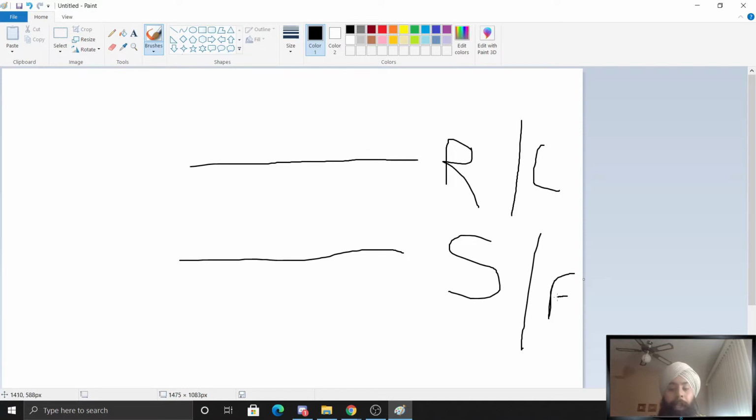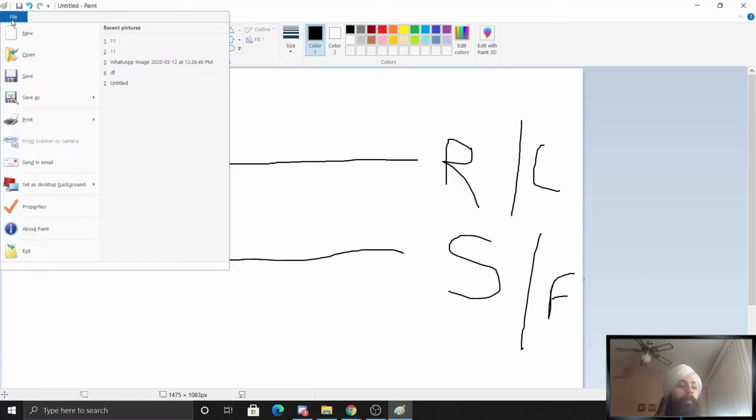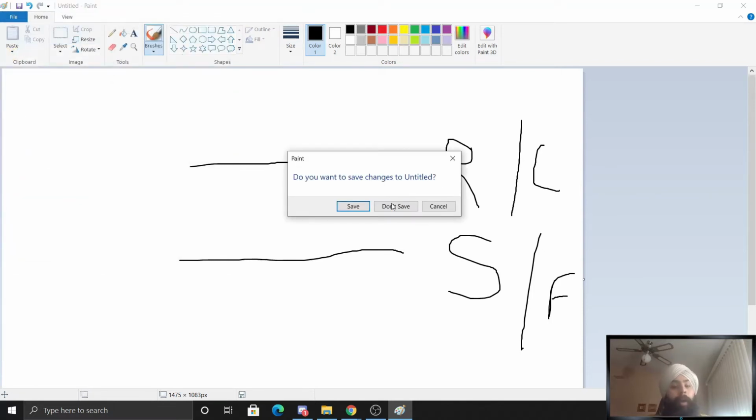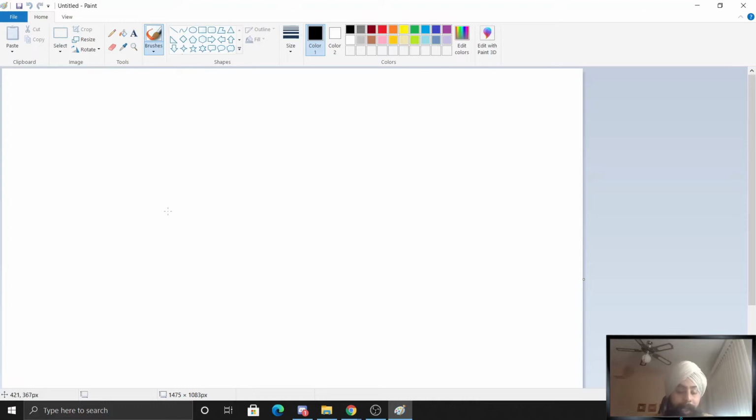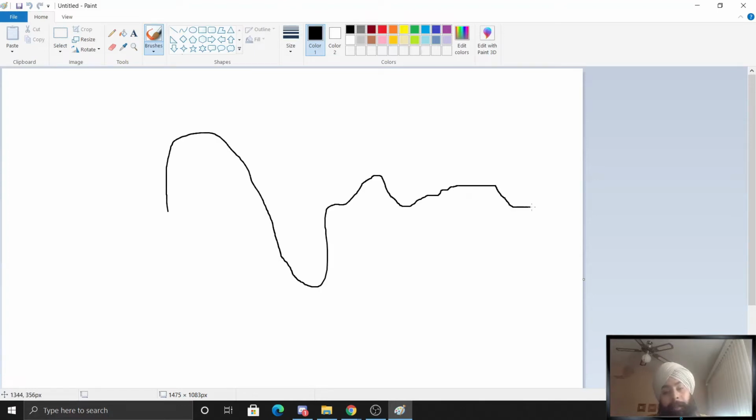Why do we have a name for this? Why do we call this resistance and support? Let me explain why. Let's say a stock looks like this. It's an example.